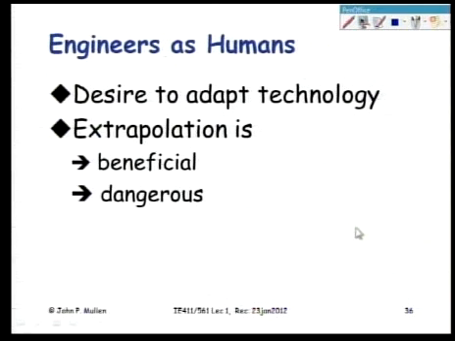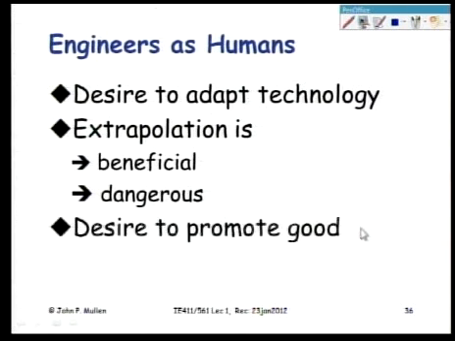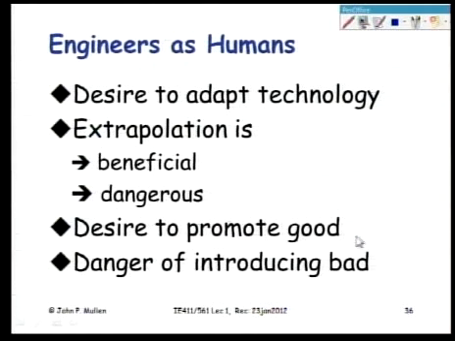Anytime you go outside the lines, there's a great potential to improve things and a great potential to really mess things up. So the desire to promote good is coupled with the danger of introducing something bad.